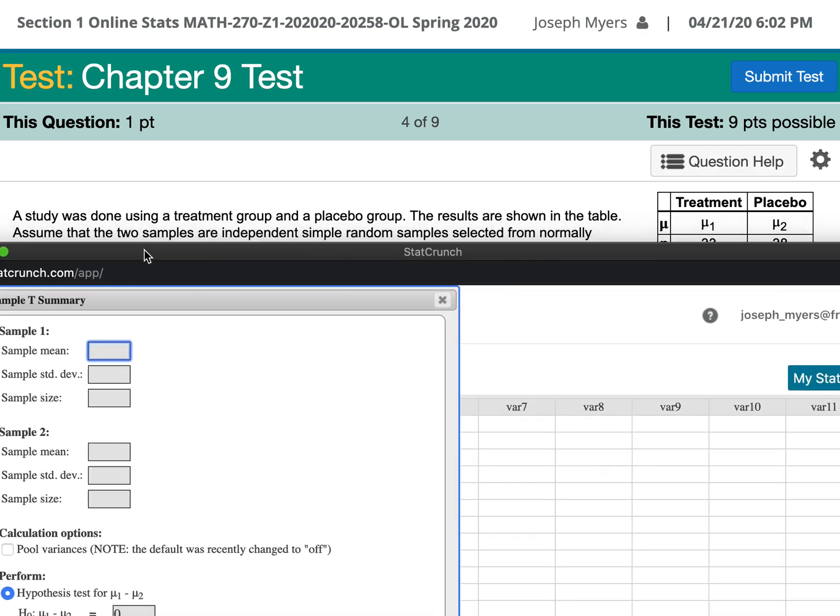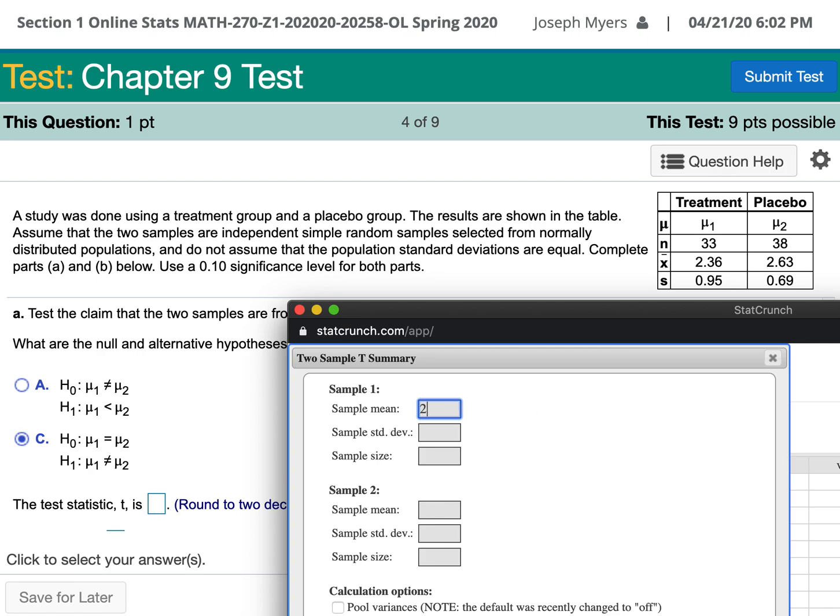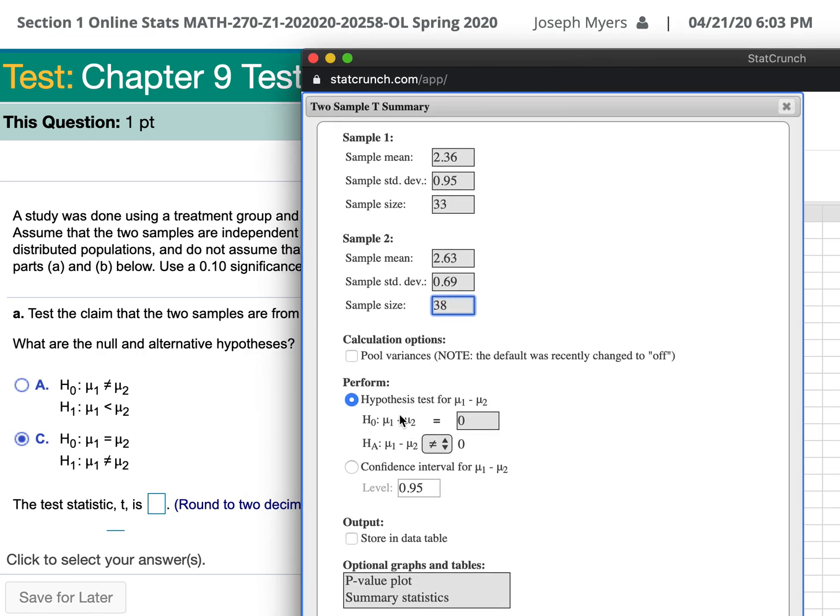Then I'll enter this information. So sample 1 has a mean of 2.36. Sample standard deviation is 0.95. Sample size is 33. Sample 2 has a mean of 2.63. Sample standard deviation is 0.69 and sample size is 38. And then we'll do a hypothesis test that they're equal to 0. They're equal to each other, which means the difference is equal to 0, or they're not equal to each other, which means that the difference does not equal 0.